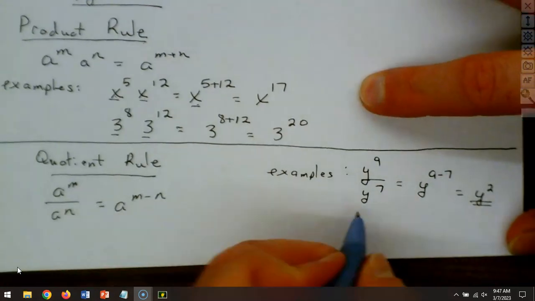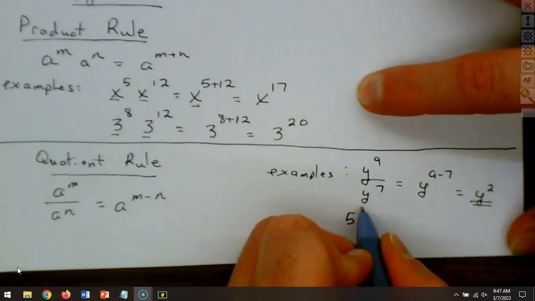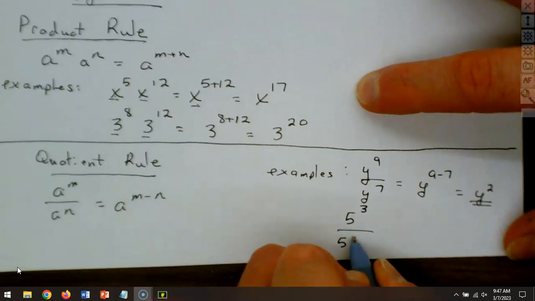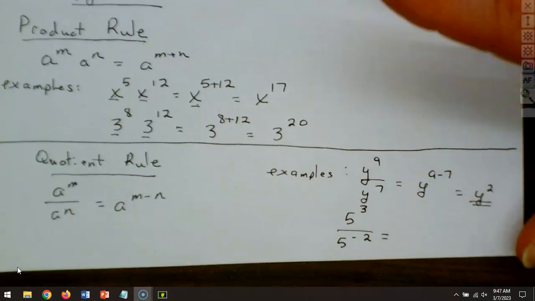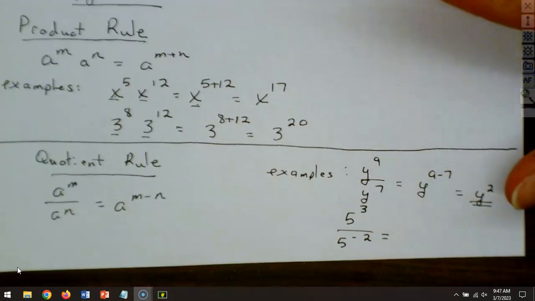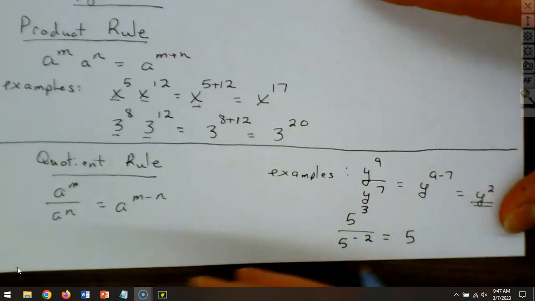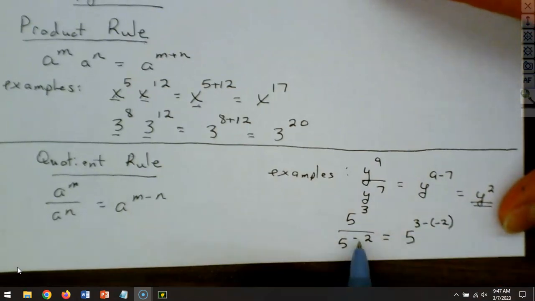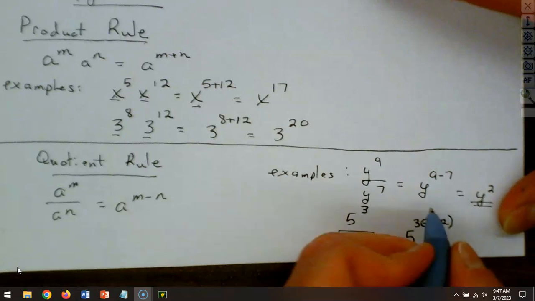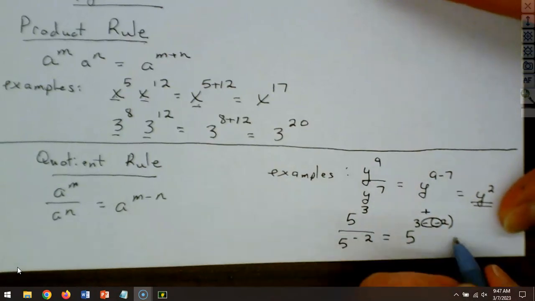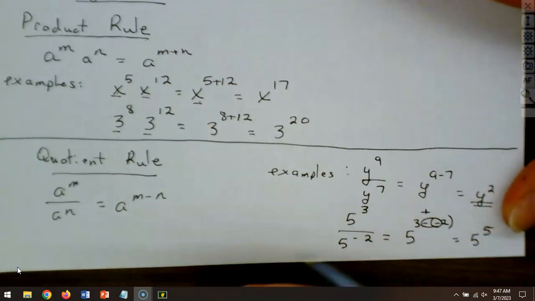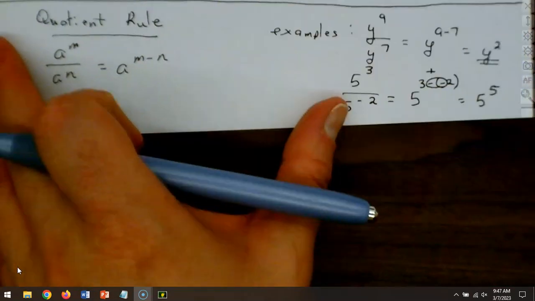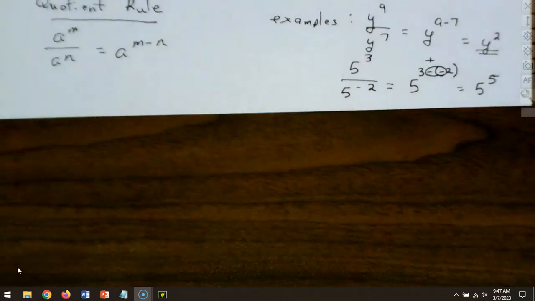Now let's try one more. How about 5 to the 3rd over 5 to the negative 2nd power? Well, be careful here. Now, what are we doing? Common base again is 5. We are dividing, so then we have to subtract. Now, when we subtract off a negative, what happens to that? Becomes a positive, so that would then be 5 to the 5th power. And you can leave it as 5 to the 5th power, okay, because 5 to the 5th power is just too large to really break down.